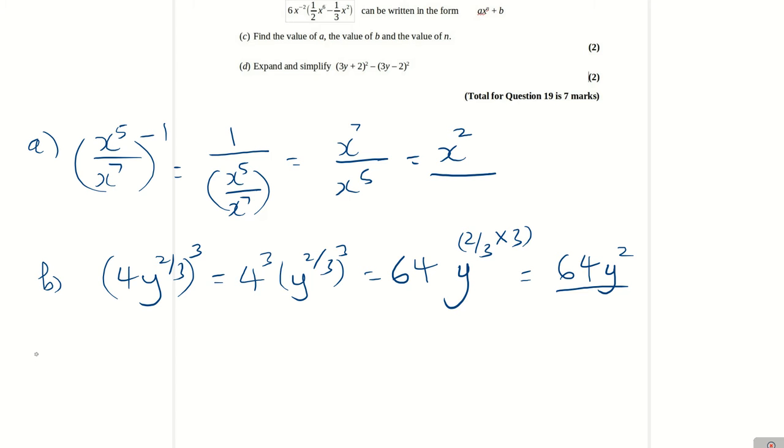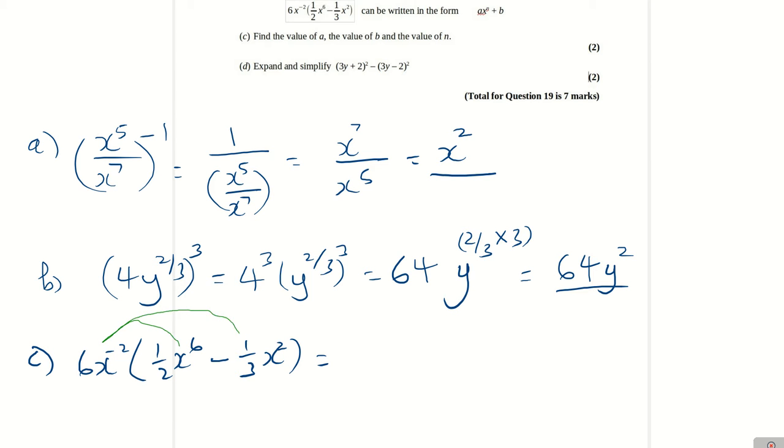Part C. 6x to the minus 2, brackets, half x to the 6 minus 1/3 x squared. Right, we're going to have to multiply the brackets out. So remember, it doesn't really matter what order we multiply things in. So we've got to do that times that, and then that times that.